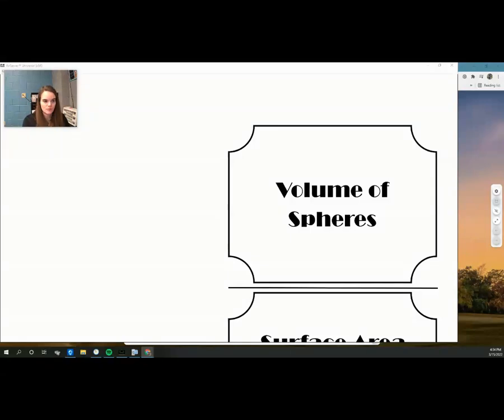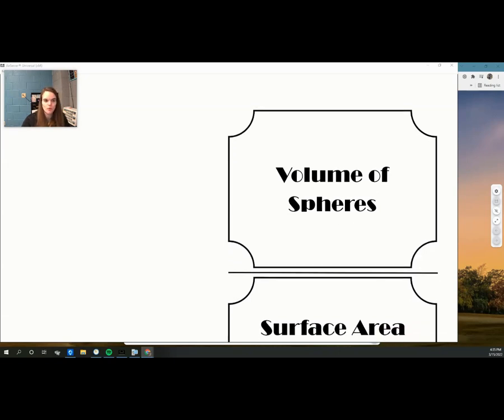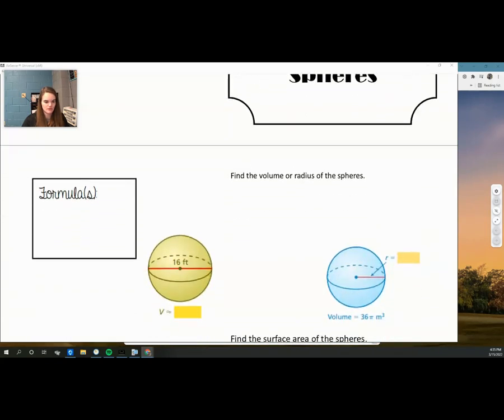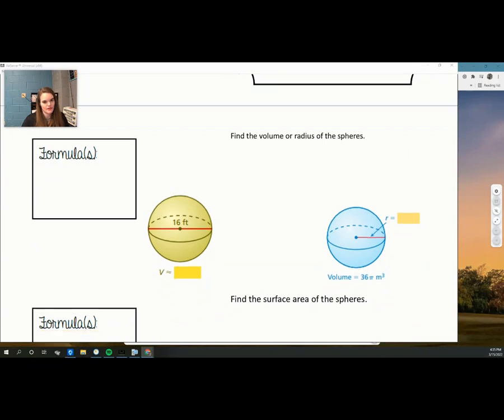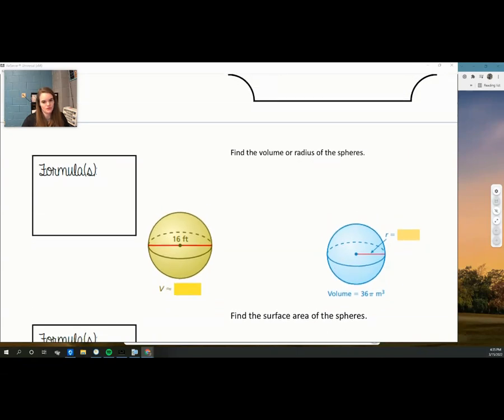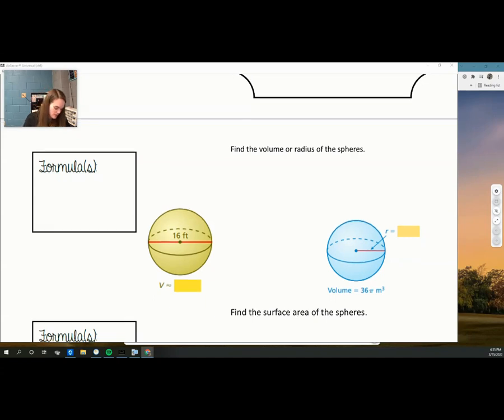All right, the last shape that we're going to learn the volume formula for is spheres. And just like before, we'll do the volume of spheres today. Surface area of spheres will actually be a later lesson. We're actually going to do two things here. We're going to find the volume or the radius. But let's talk about the volume of a sphere first.